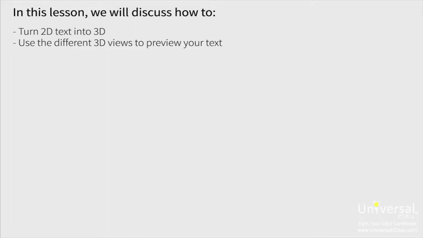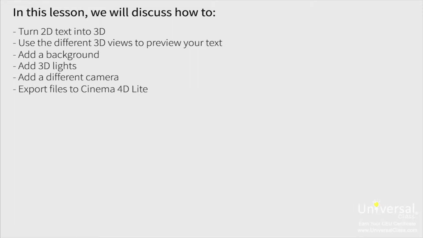is depth. In this lesson, we'll discuss how to turn 2D text into 3D, use the different 3D views to preview your text, add a background, add 3D lights, add a different camera, and export files to Cinema 4D Lite.